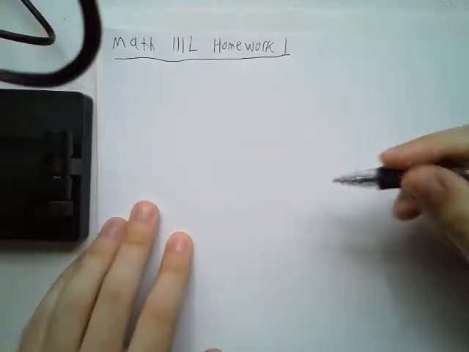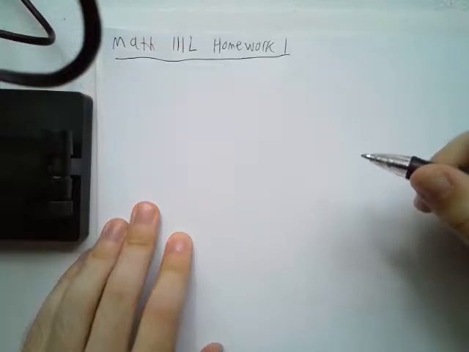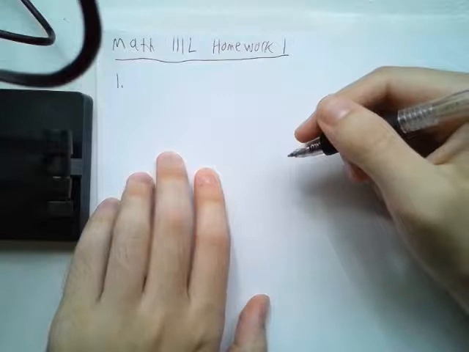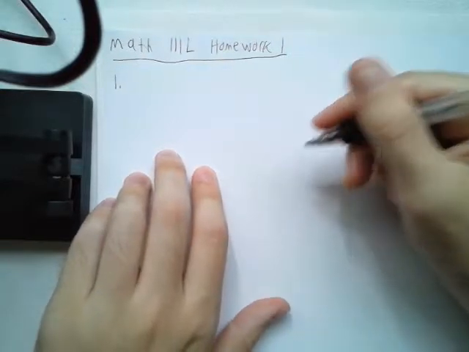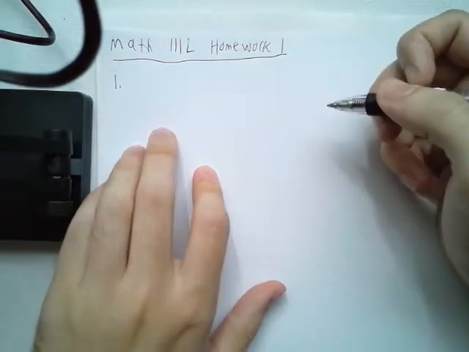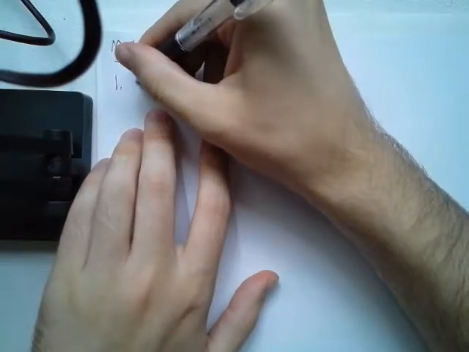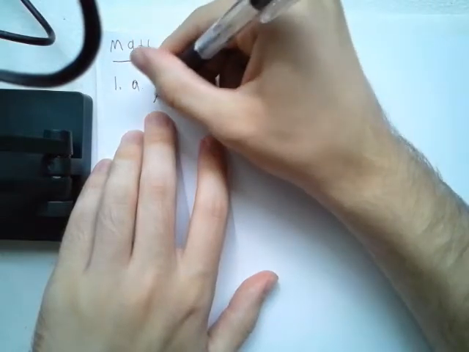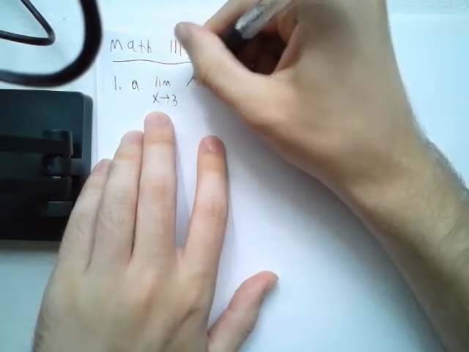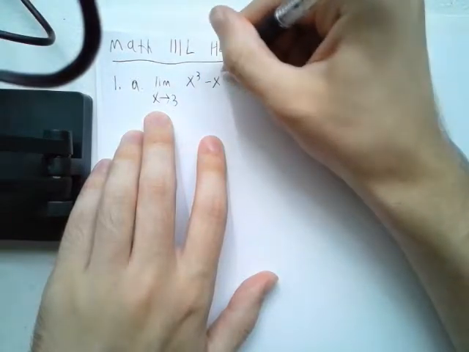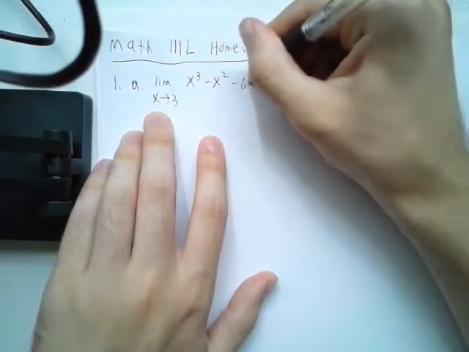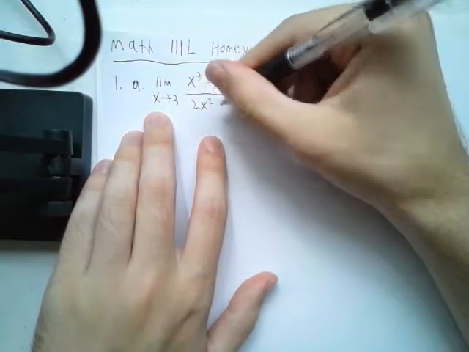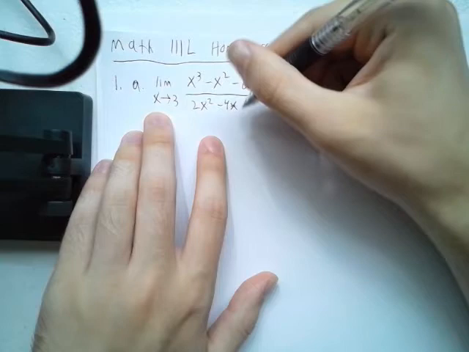Okay, so in this video I'm going to look at problem 1 from the first homework set. In this problem you're asked to compute 3 different limits, which all require slightly different methods in order to evaluate. So part A, we have the limit as x approaches 3 of x cubed minus x squared minus 6x, divided by 2x squared minus 4x minus 6.